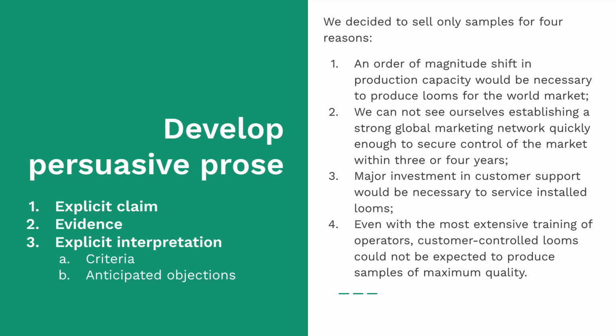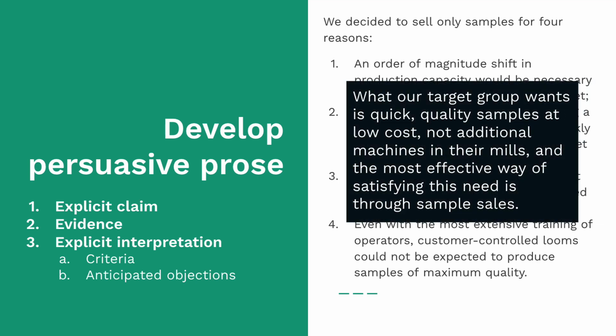for looms. In the black box, the writer voices that objection by stating, what our target group wants is not additional machines in their mills, and then dismisses this objection by adding what they want is quick quality samples at low cost. Thus, the writer enhances the persuasiveness of this passage by dismissing the audience's potential objections to their claim.